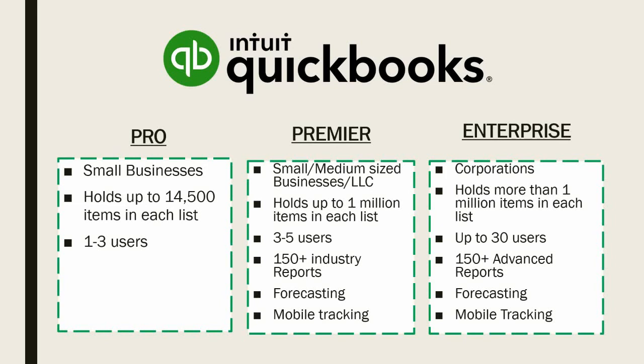Okay. Another thing that Premier can do is forecasting and mobile tracking. So this is actually pretty interesting, right? You get flexibility if you don't want to use online. The cool thing about the desktop version is that it allows you to track things using your phone. That's what mobile tracking is. It's not technically using online, but you can access your files using your phone and take pictures of your receipts, right?